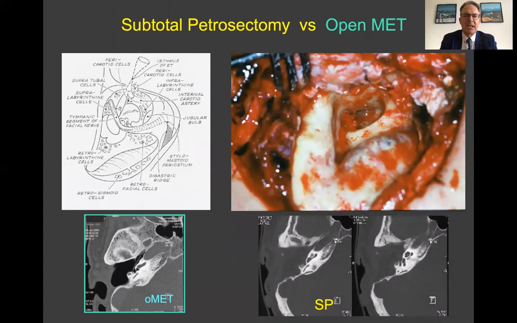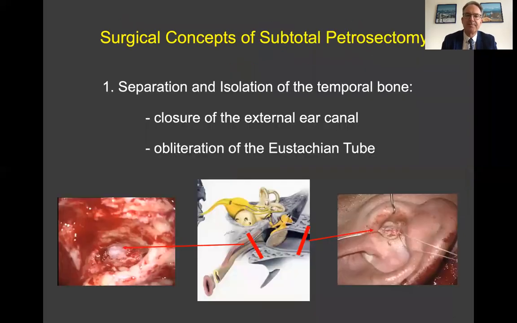Now, subtotal petrosectomy is not much more than an open cavity, so it should be a part of the instrumentarium and armamentarium of a middle ear surgeon. In an open cavity, we remove all the cells which are here highlighted in green. And in a subtotal petrosectomy, in addition, we remove all the pneumatic cells of the middle ear space. If you look at the CT scan on the lower left, that's a post-op CT scan of an open cavity. On the lower right is the subtotal petrosectomy. So there's not much difference to a properly performed open cavity.